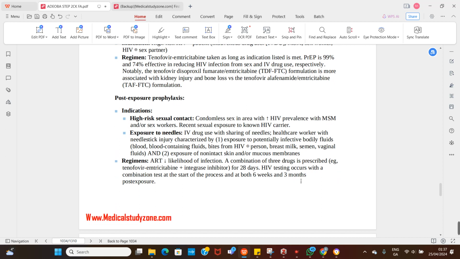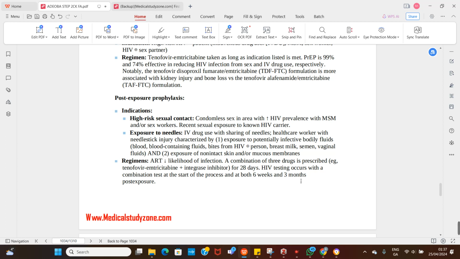So for the post-exposure prophylaxis, it means somebody did not use PrEP and suddenly the person got exposed to fluid, or the person had sex with somebody that has HIV. Just think about three things: sex, needle, and what? Fluid exposure, skin, mucous membrane exposure. So those three things. Forget about what is on the screen because it might be confusing.